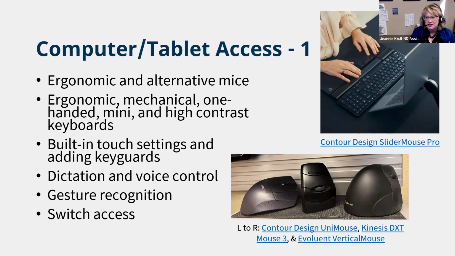So for computer access, there's many different types of ways to access your computer. And basically, if you have a voluntary muscle movement in your body, you'll be able to most likely control your computer. And the more faculties you have, you'll be able to do even more things. And there's many different types of mice and different types of keyboards, ergonomic, small, one-handed, high contrast, and I'll show you some of those at the end here.